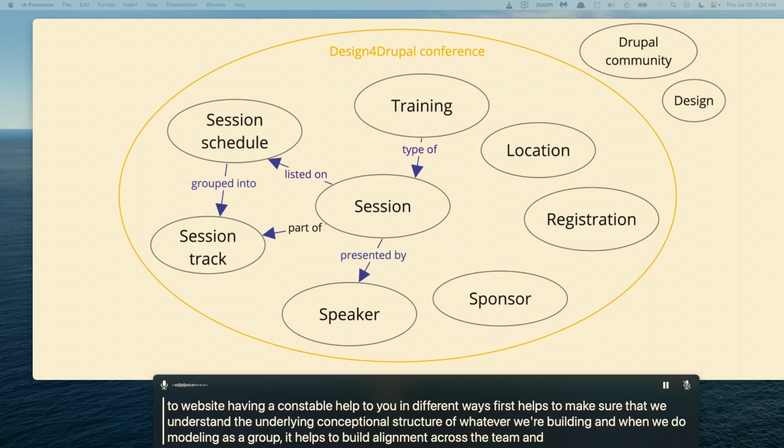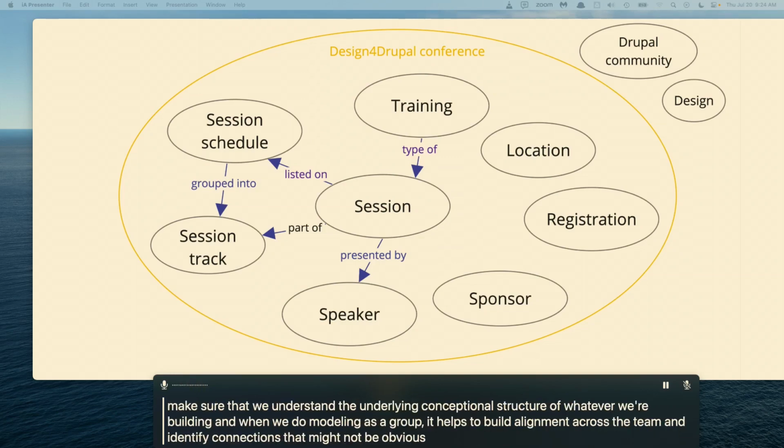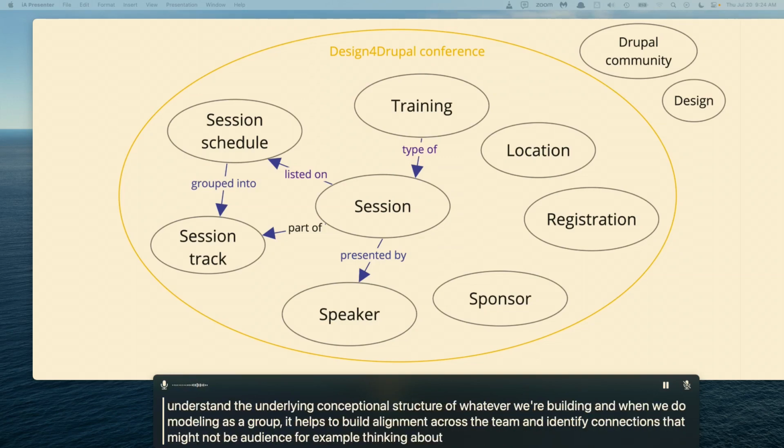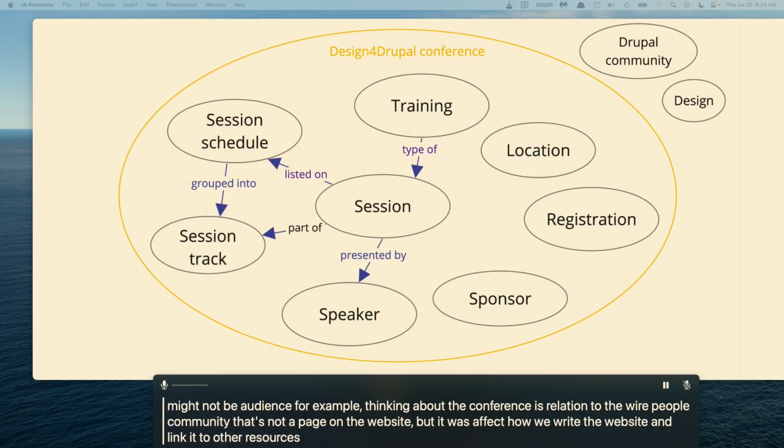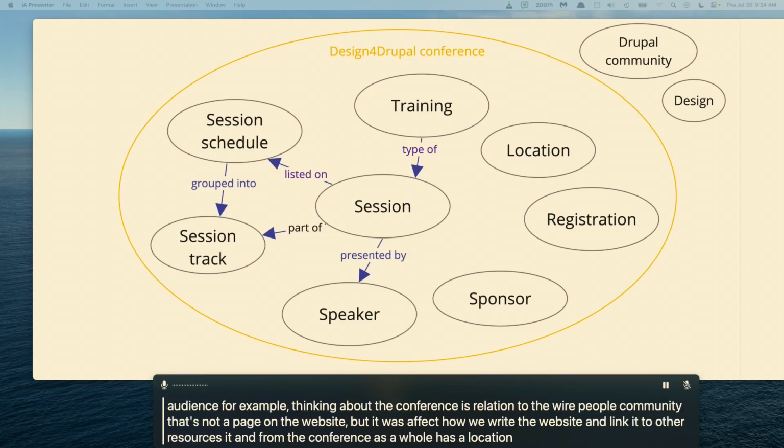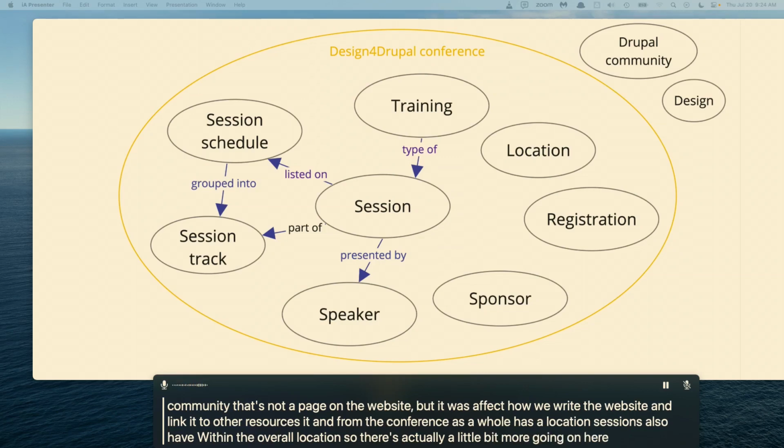It helps to identify connections that might not be obvious. For example, thinking about the conference's relationship to the wider Drupal community. That's not a page on the website, but it does affect how we write the website and link it to other resources. It helps to resolve ambiguity. For example, the conference as a whole has a location. Sessions also have locations within the overall location. So there's actually a little bit more going on here that we might want to tease out.